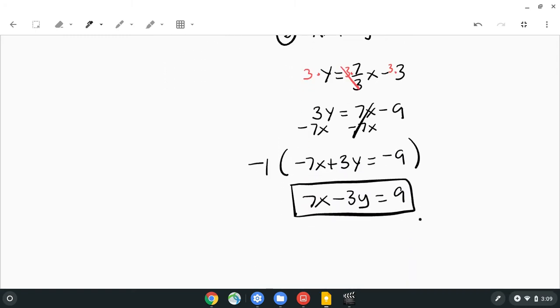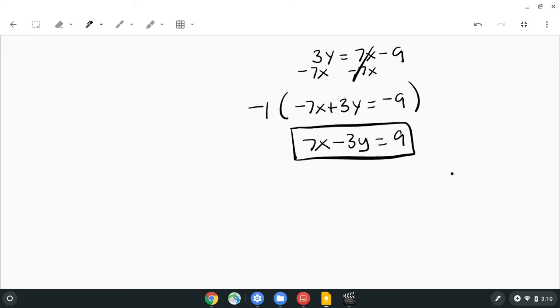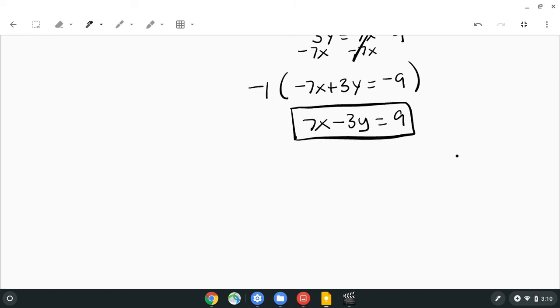Okay, and with your standard form, we don't have fractions, so clear fractions. And we want this first term, this x term, to be positive. So multiply by negative if you need to. Okay. All right, I'm going to have you guys try one. And then we'll end part 1 with this.